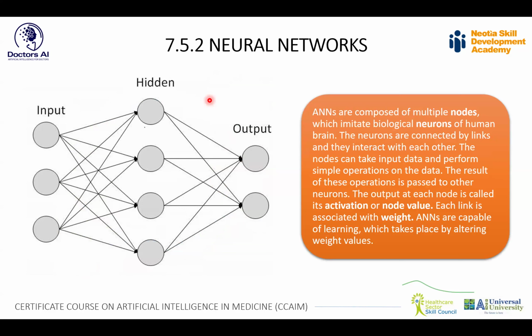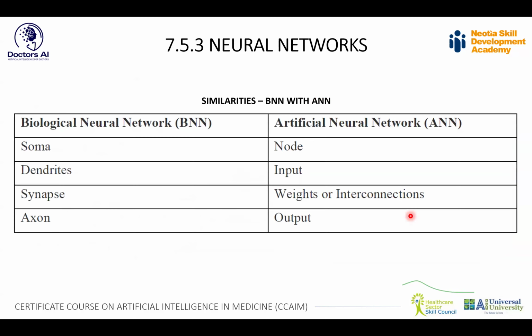The nodes will take the input and perform a simple operation on the data through multiple hidden layers. Through these hidden layers, the output at each node is called the activation or the node value. And each link is associated with a different weight. Just get yourself a little familiar with these terms, and we'll take up more details of ANN in the section of deep learning. That's where we will be understanding this in more detail.